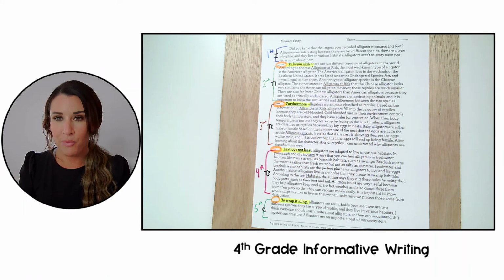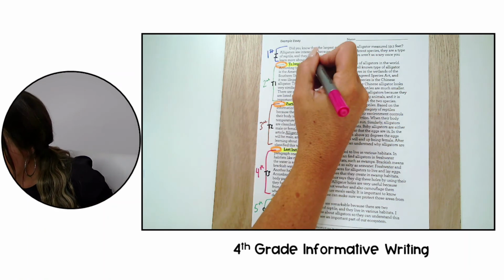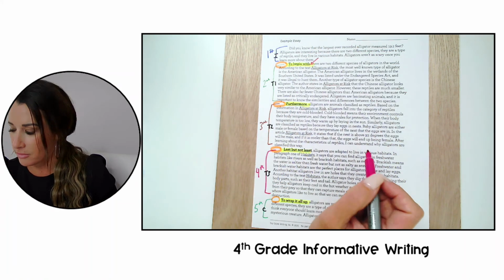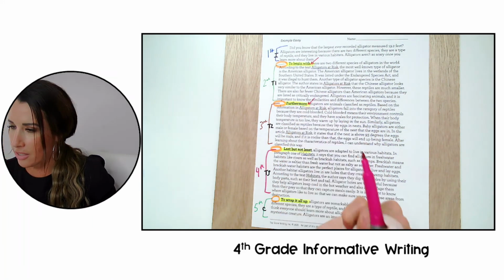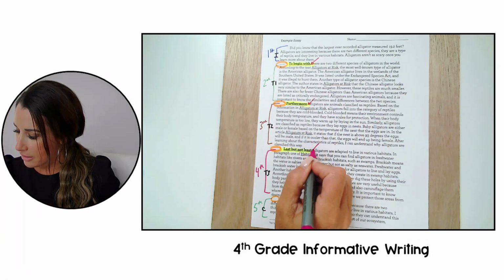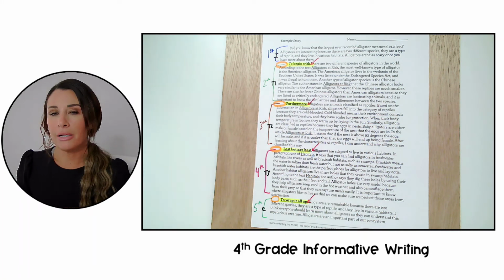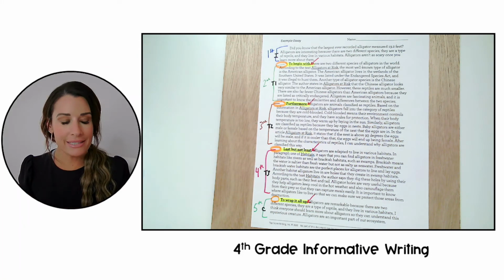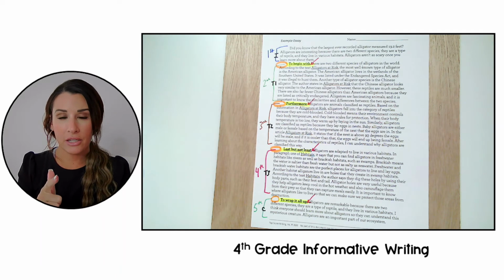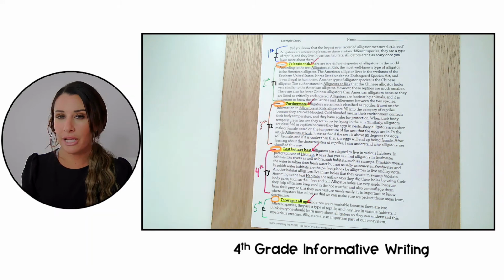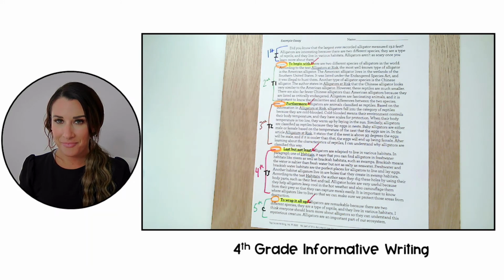I also want to point out that after my transition words, I always have a comma. See, to begin with, then a comma. Furthermore, then a comma. Last but not least, then a comma. And to wrap it all up, and then a comma. I did not use first, second, third, or in conclusion. I used my new words from my transition word list.